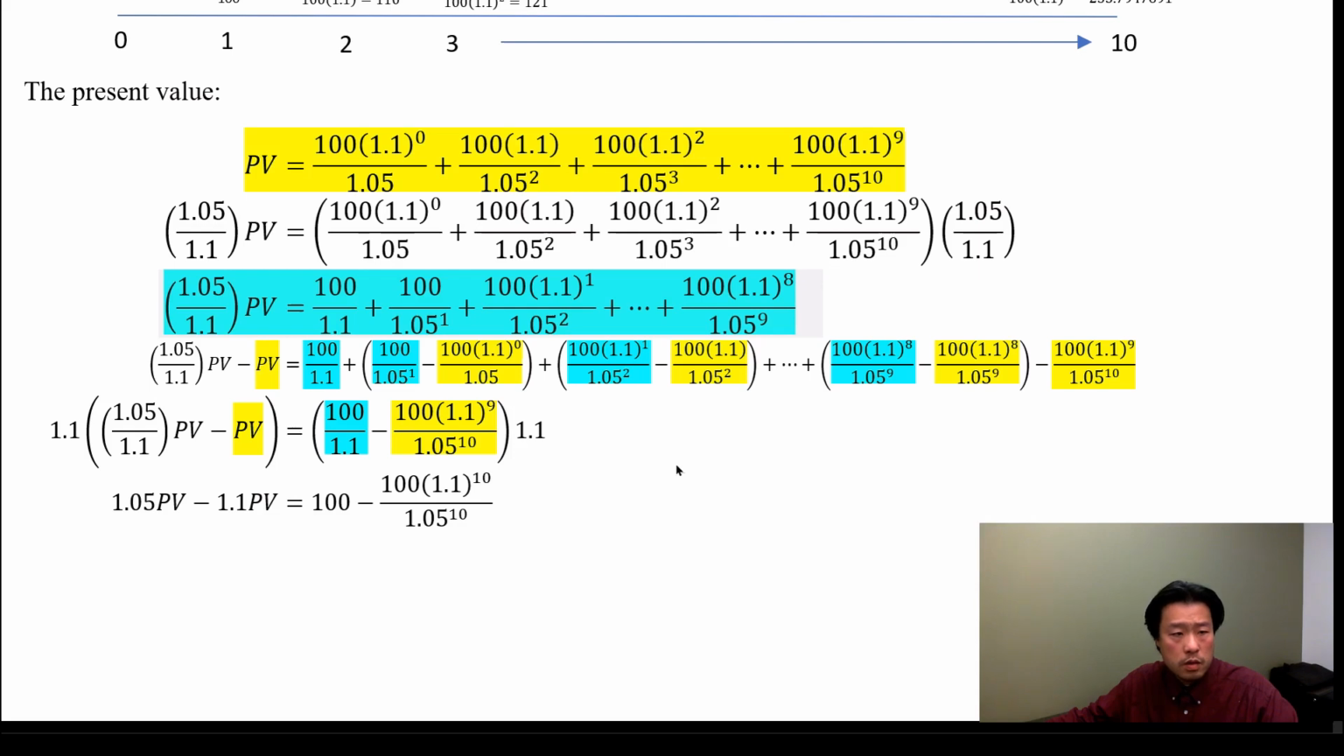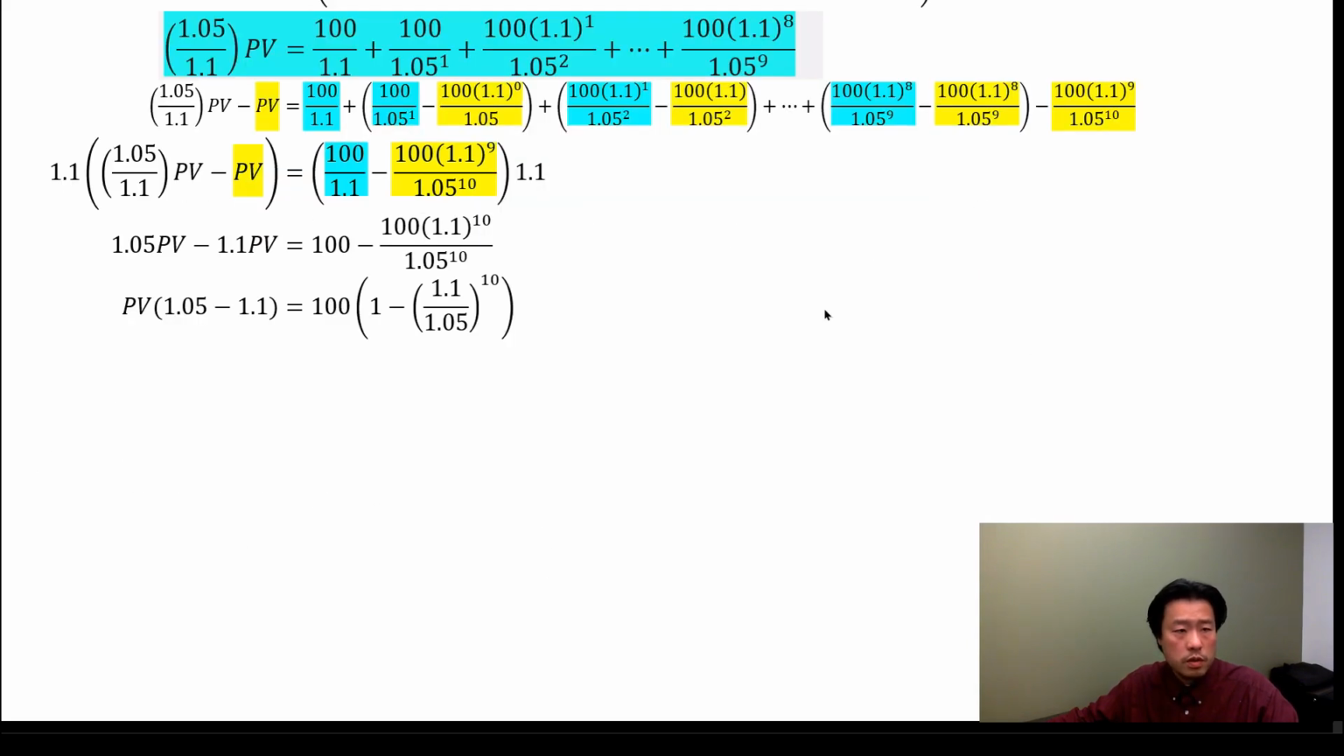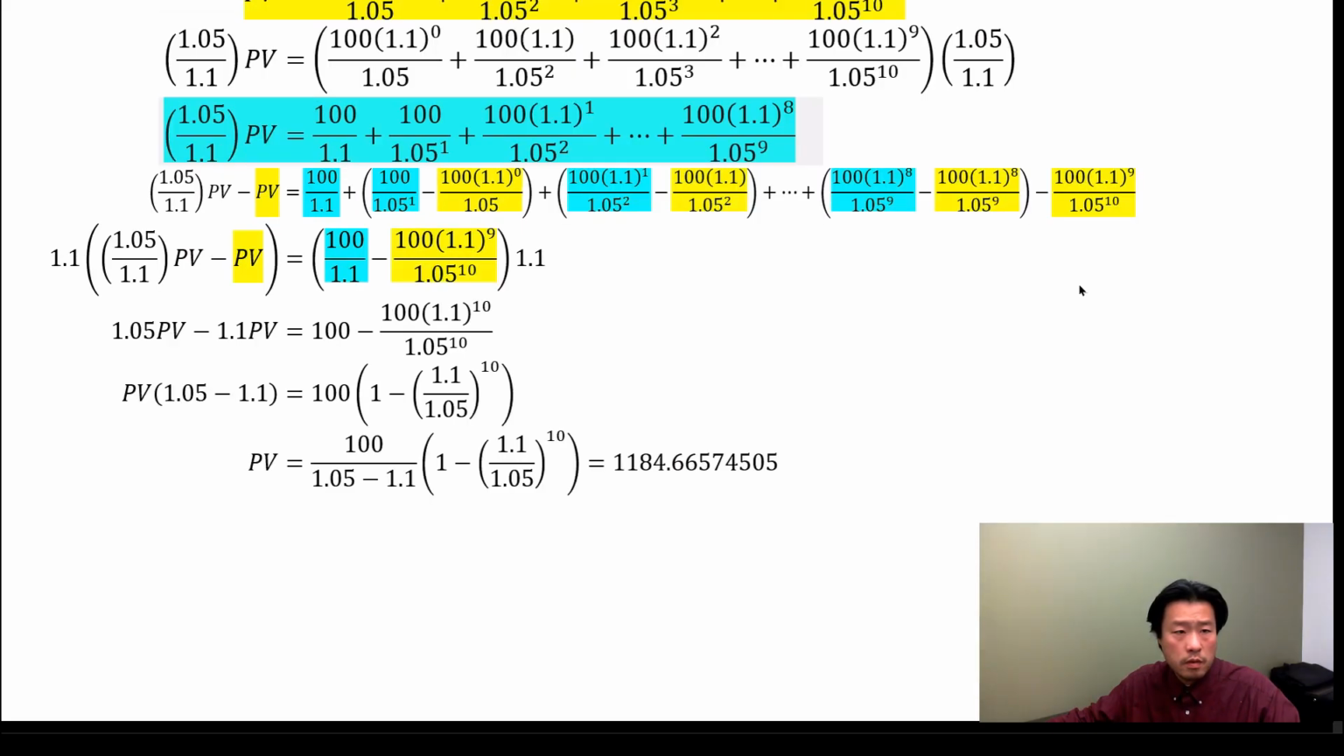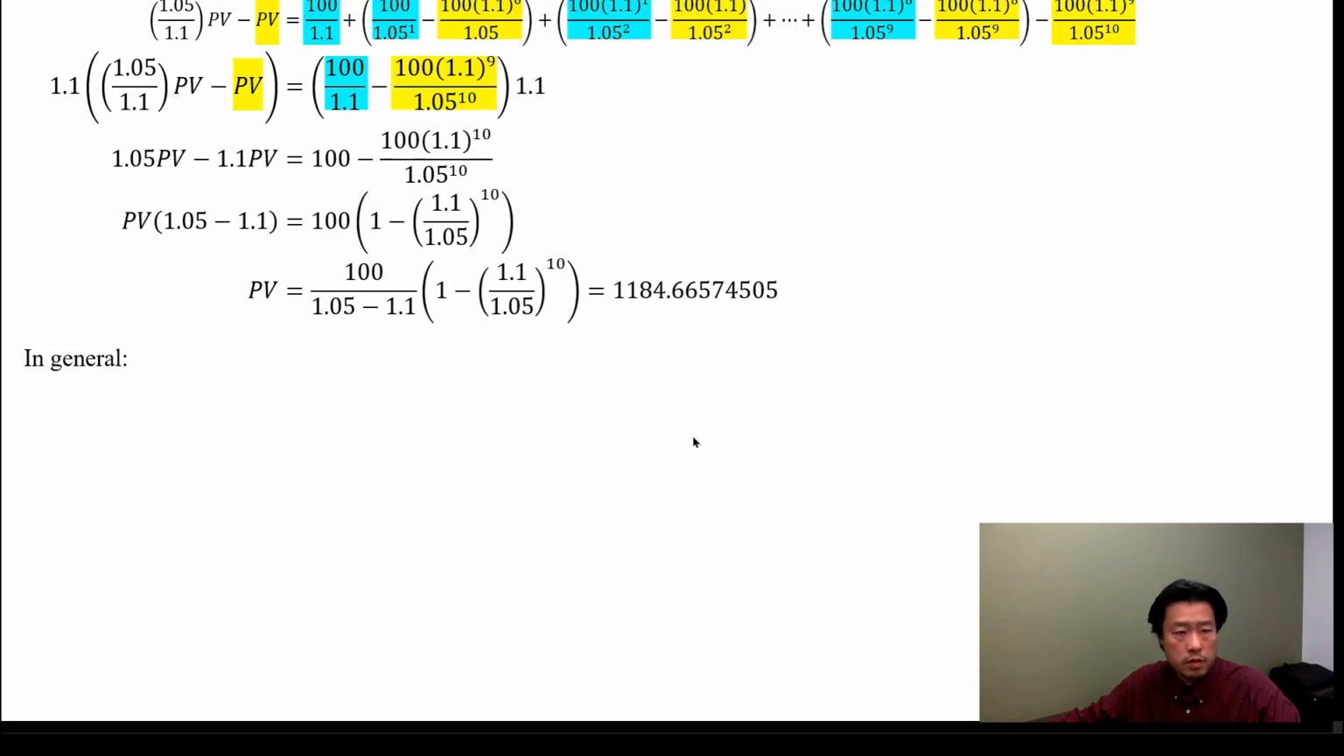To do that, we just need to multiply the left-hand side and the right-hand side by 1.1. You get the new formula. In the next step, we factorize the PV out on the left-hand side and factorize the 100 out on the right-hand side. Finally, we divide both sides by the coefficient of PV, which is 1.05 minus 1.1. You will get the closed form representation for the solution. Try to evaluate this expression with a calculator. You are going to get 1184.67.